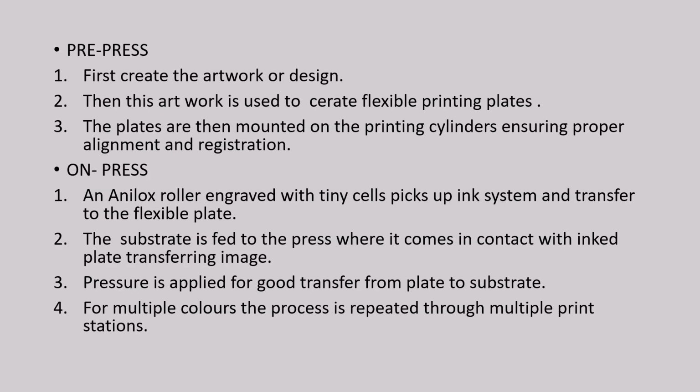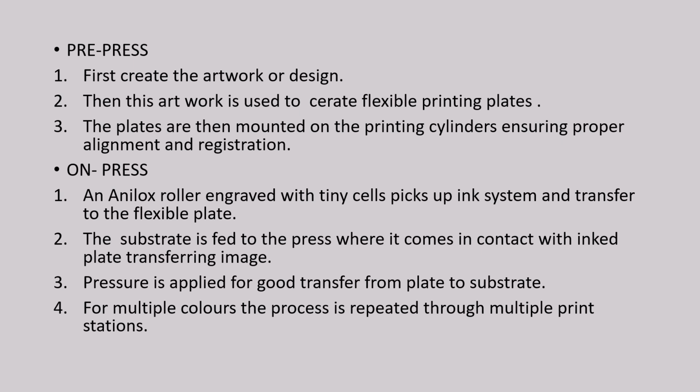Pre-process: it has the first step of art creation, or creation of the writing which is to be printed. So first is to create the artwork or the design. Then this artwork is used to create the flexible printing plates. That is the plate making. And then the plate preparation. The plates are then mounted on printing cylinders, ensuring proper alignment and registration. So when these plates come in contact with the surface, like the paper or foil on which the artwork or the design is to be printed, it gets printed in the accurate way it is needed.